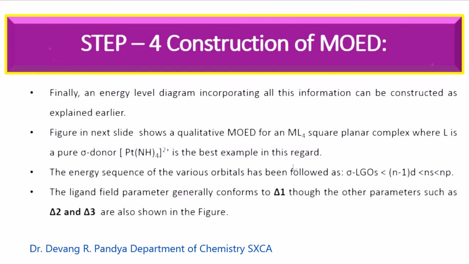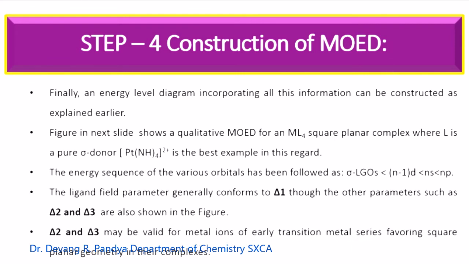So here all the delta 1, 2 and 3 are represented. So average splitting energy turns out much higher compared with octahedral and tetrahedral geometry. Delta 2 and delta 3 may be valid for metal ions of the earlier transition metal series favoring square planar geometry in their complexes as well.